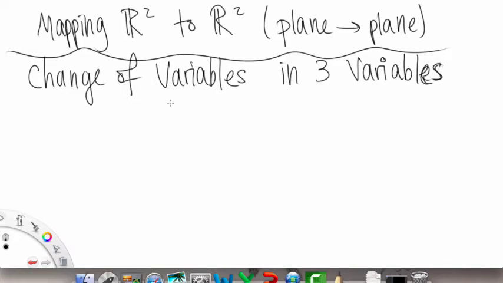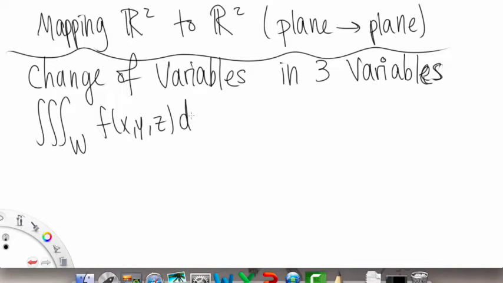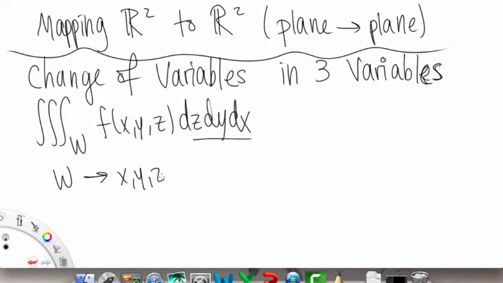Anyways, so change of variables in 3 variables looks like something like this. I'll just give you a general overview of it. Now we're working with a triple integral, because there are 3 variables, and we're integrating over a region W, like we have been doing. So f of x, y, z, and then we have our dz, dy, dx, or any order, really, for the differentials. But now this region W corresponds to x, y, and z.